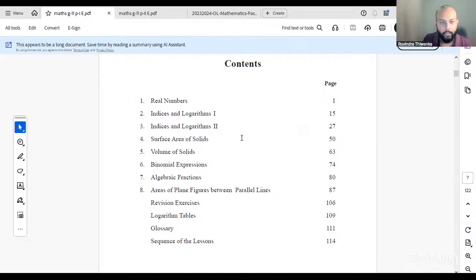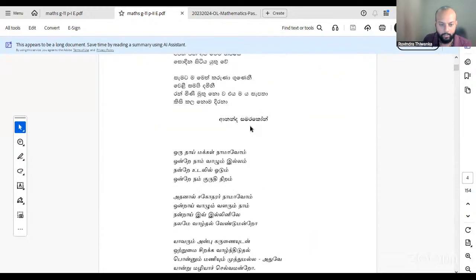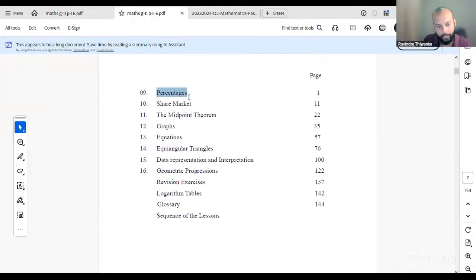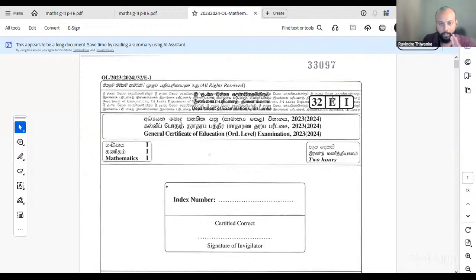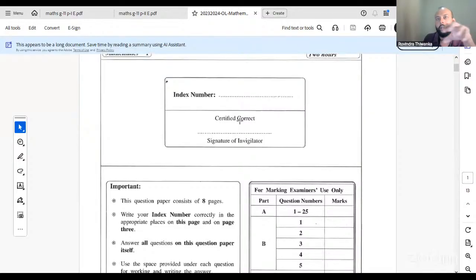Sorry. So, in the part two book, we have these lessons. This is for your term test two: basically percentages, share market, the midpoint theorem, graphs, equation, equiangular triangles, data representation, geometric progression. If I show you the proper oral paper, you can see what the questions are based on. Mostly 70 to 80% is based on the grade 10 syllabus and 20 to 30% on the grade 11 syllabus.